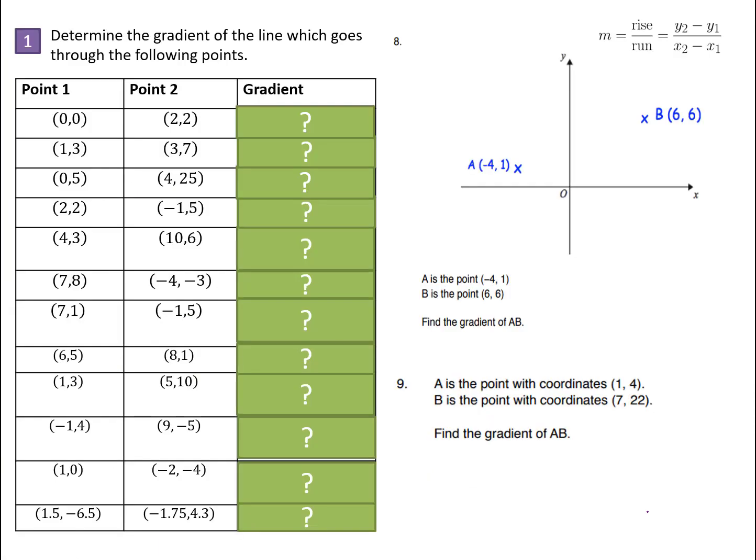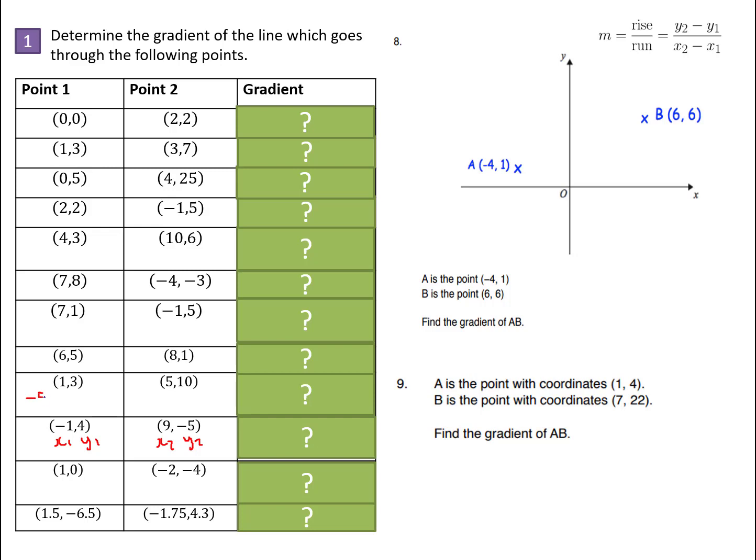Now give those a go yourself. I'm just going to choose a random question for you here to do for you. Let's choose one where you're going to get some negative numbers. Let's do this one because this could catch you out. So, just to make this clear, this is y2. That's x2, second x coordinate. This is the first y coordinate. And the first x coordinate. So let's write that down here.